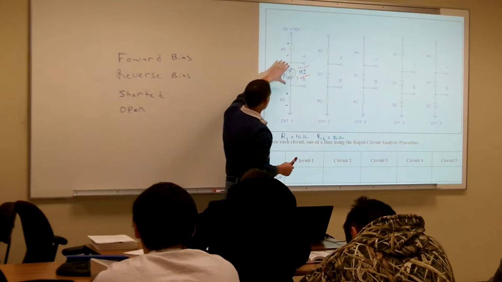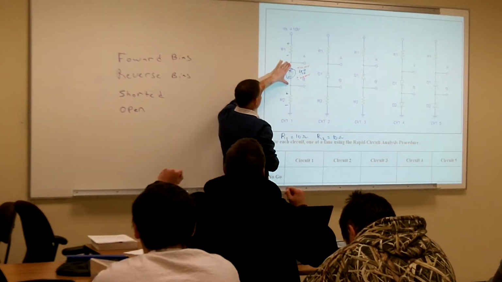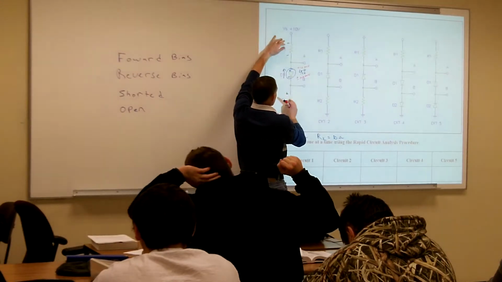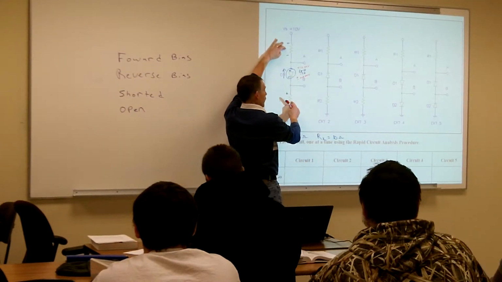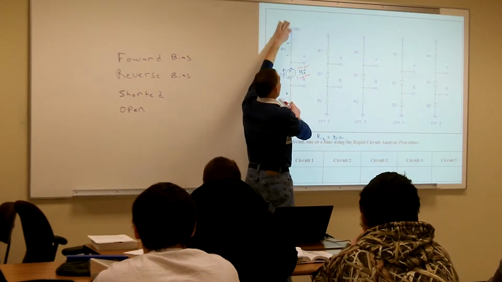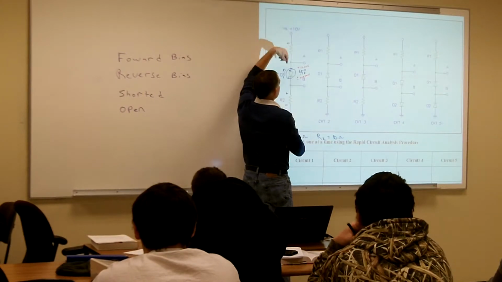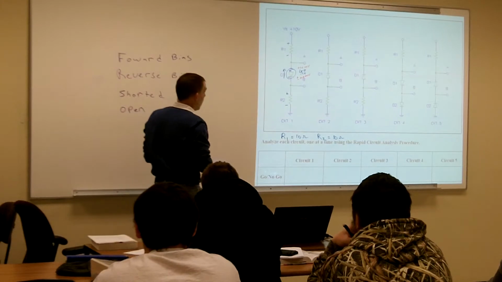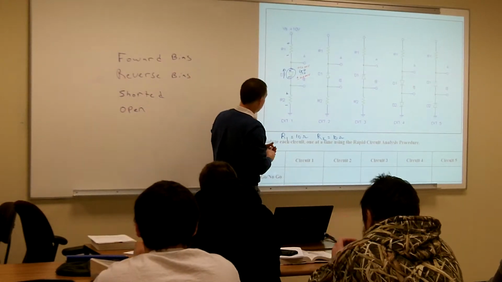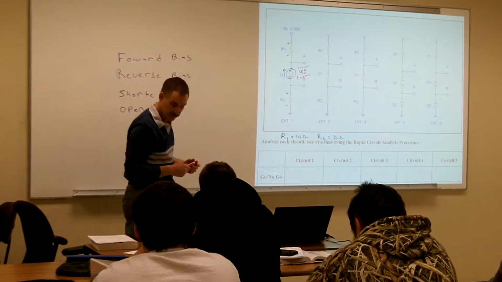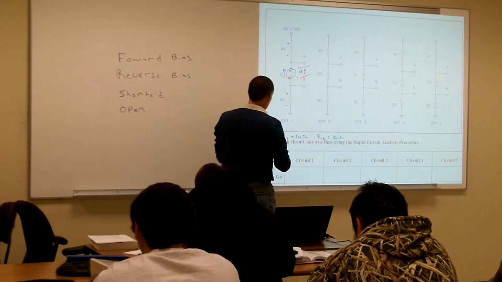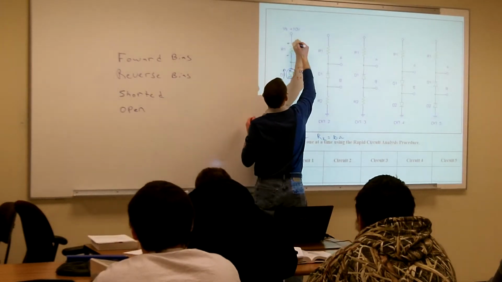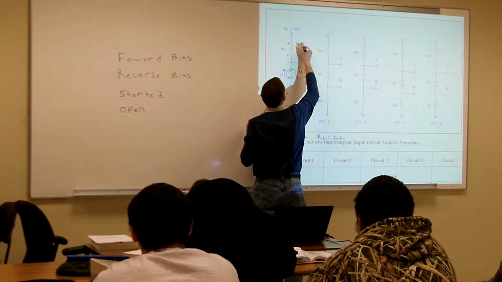Because we know that the diode is going to drop 0.7, and R1 and R2 are going to have to drop the same amount of voltage. So it's going to be half of the remaining amount of that 10 volts after we give the diode its voltage first. So what's half of the 9.3 volts? 4.65.